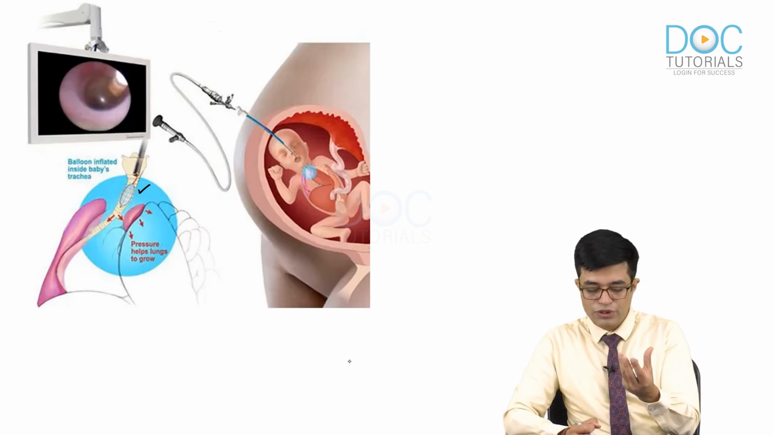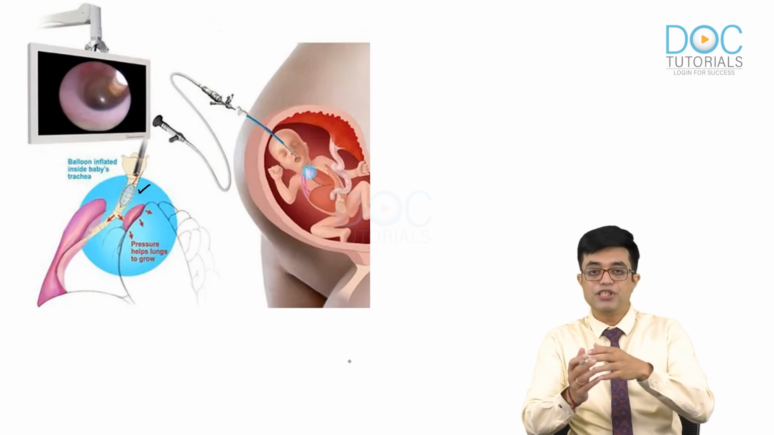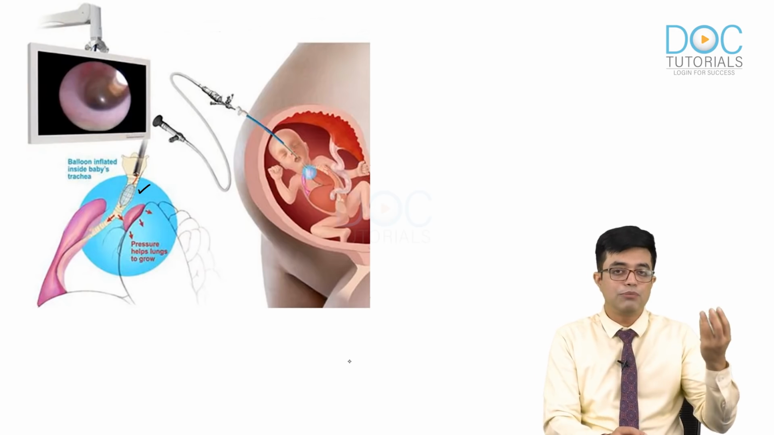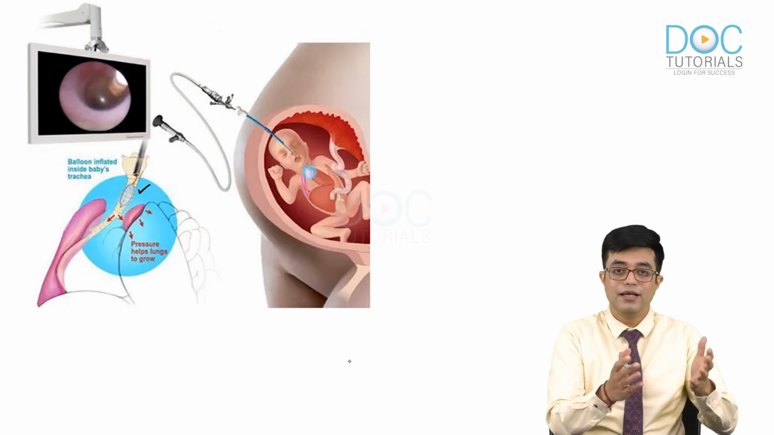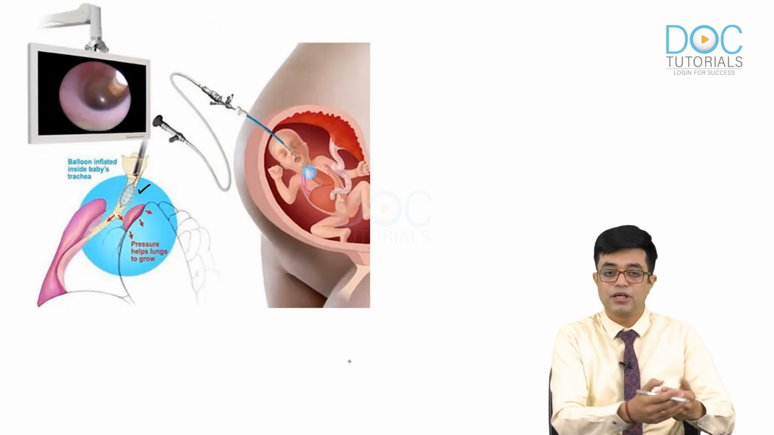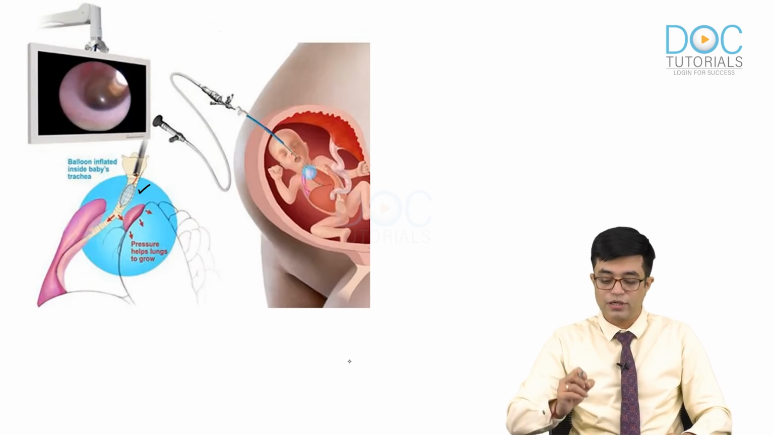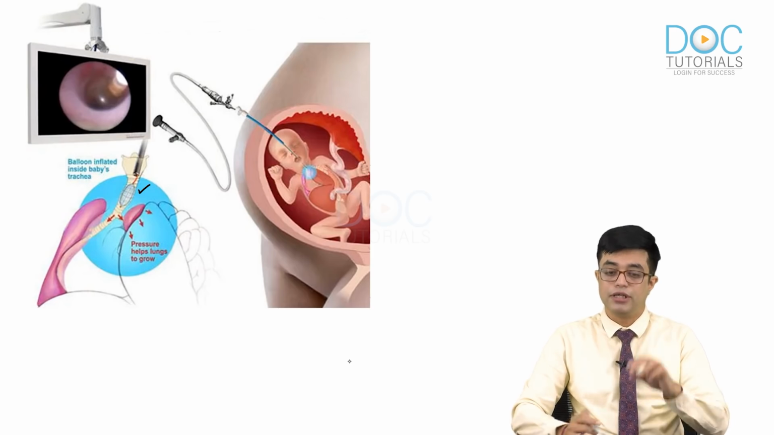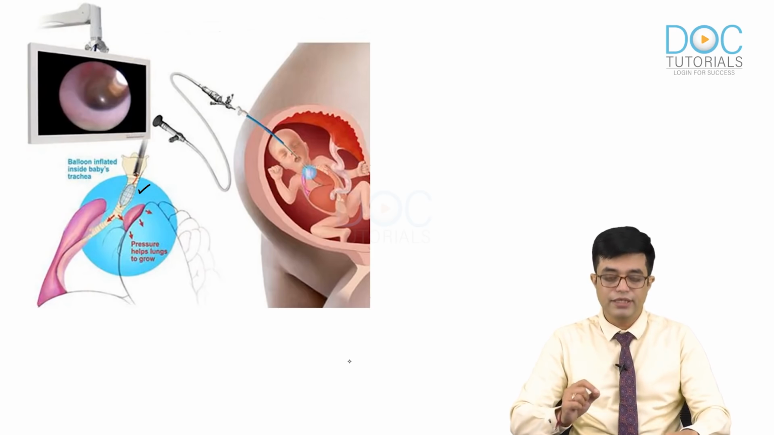This tracheal occlusion creates a pressure which paradoxically helps the hypoplastic lung to expand. It improves the surfactant production and improves the overall outcome. That is called the FETO procedure. So it is a type of fetal surgery.